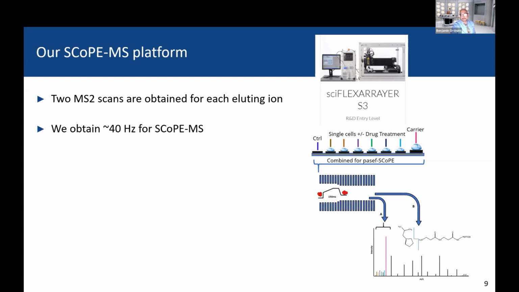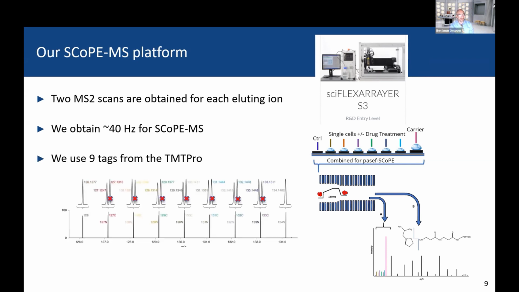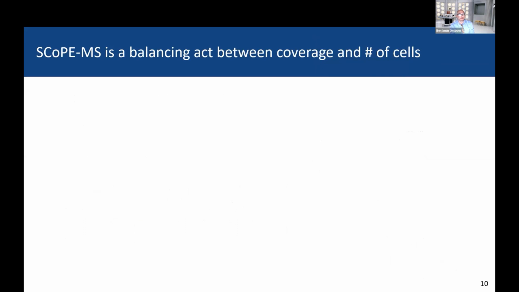But since we're using a little more fill time, well, on the timsTOF, it's ramp time, we use a little more ramp time. We get around 40 scans per second, which is really slow for a timsTOF, but really, really fast for SCoPE-MS. And then we use the 9 tags for the TMT Pro. Chris mentioned this just a few minutes ago. We essentially just don't use the Cs. I use the Cs for generating spectral libraries. Right? And as Nikolai mentioned, SCoPE-MS is just this balancing act between coverage and number of cells.